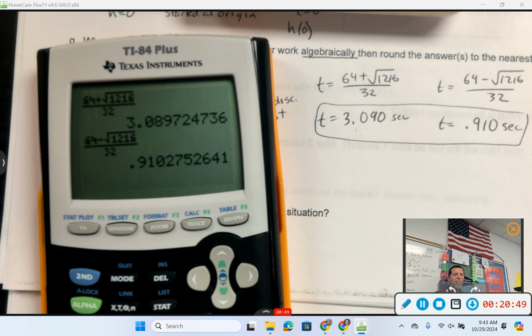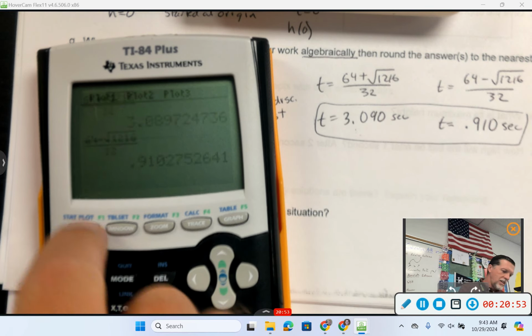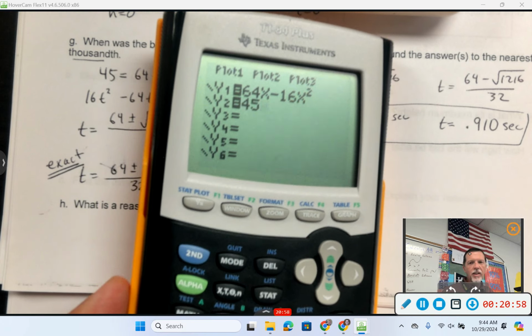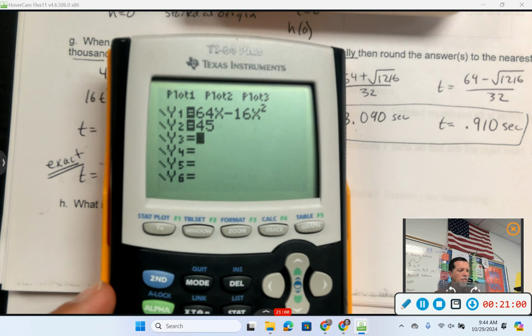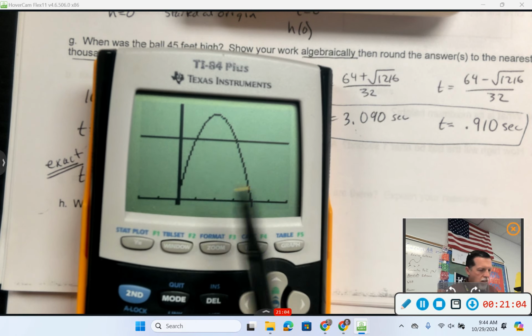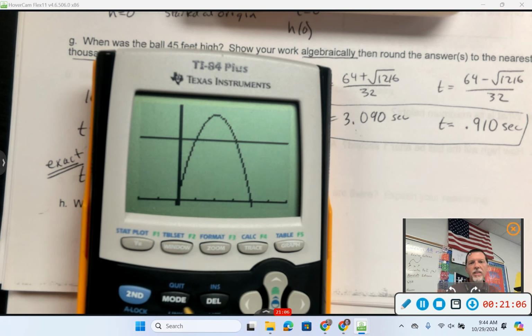Okay, now I want to show you another way that your calculator can do this. Because we wanted to know where that equation was equal to 45. So I'm just going to go ahead and graph 45 as well. That way I get a picture of this point and this point.